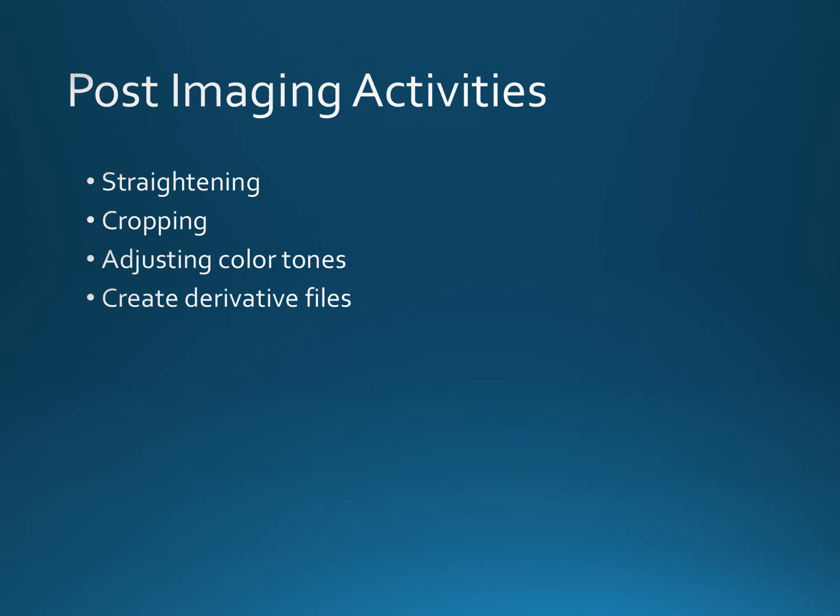You may do some adjustment of the color tones, and generally what we're talking about here is setting the black and white points. And we'll take a look at how to do that. And then the last thing we do is we create the derivative files. And remember, a derivative file is just simply a compressed version of that archival TIFF image that you created.